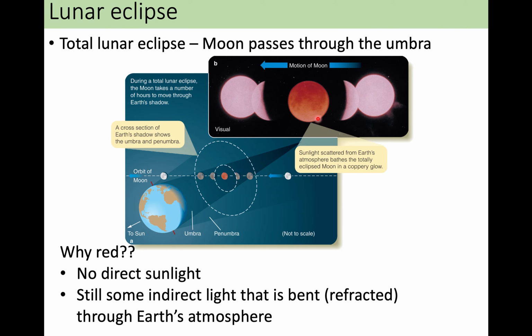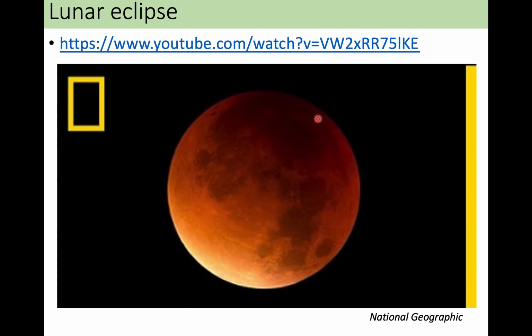The only light that the moon is receiving is some indirect light that's been bent and refracted through our atmosphere. So all that's left are the red wavelengths. The only light reaching the moon is actually red light that has traveled through our atmosphere. So the moon will look red.